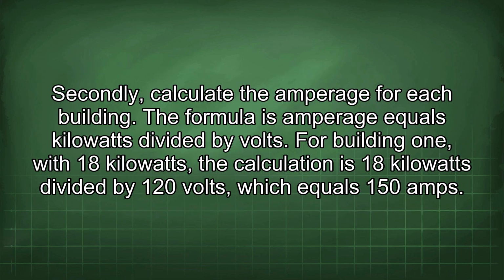Secondly, calculate the amperage for each building. The formula is amperage equals kilowatts divided by volts. For building 1, with 18 kilowatts, the calculation is 18 kilowatts divided by 120 volts, which equals 150 amps.